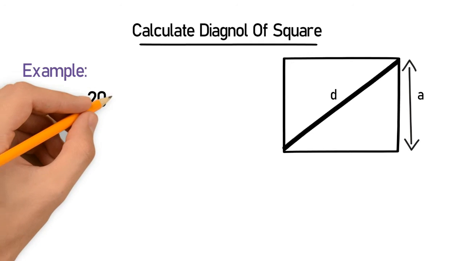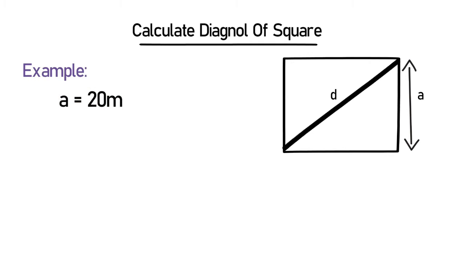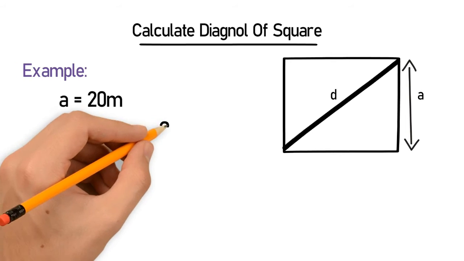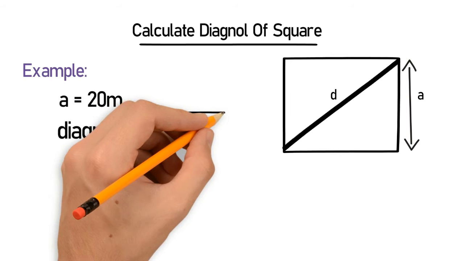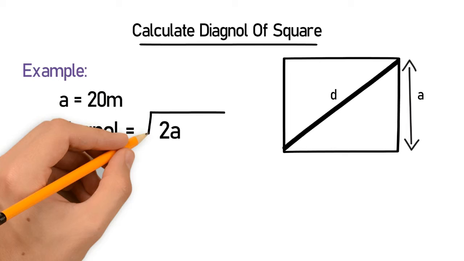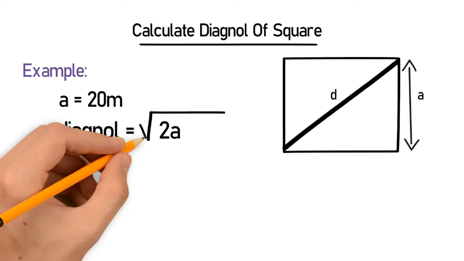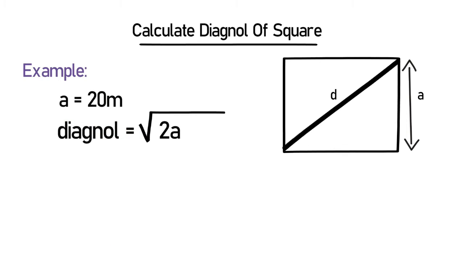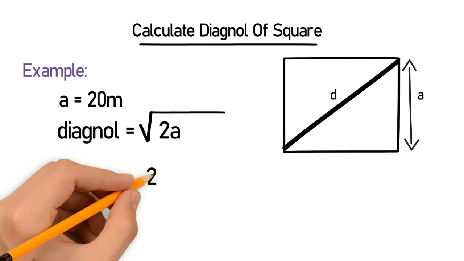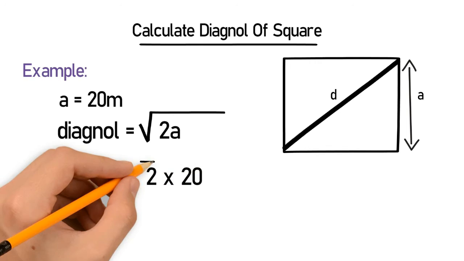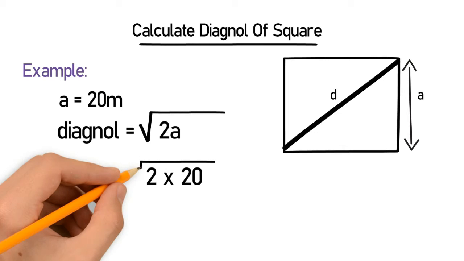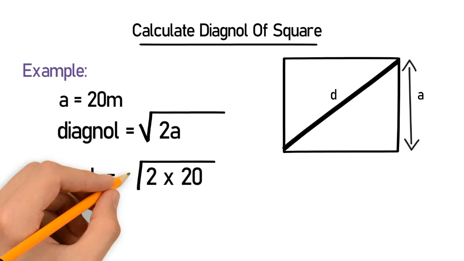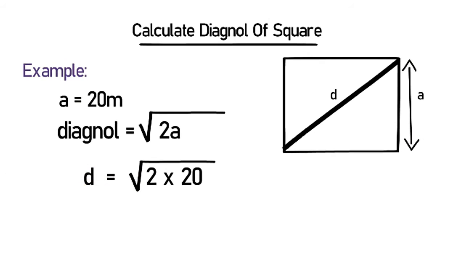Let's write the formula to calculate the diagonal. So the diagonal is equal to under the root 2A. So D is equal to under the root 2 multiplied by 20. After calculating this will give you D is equal to 28.28.